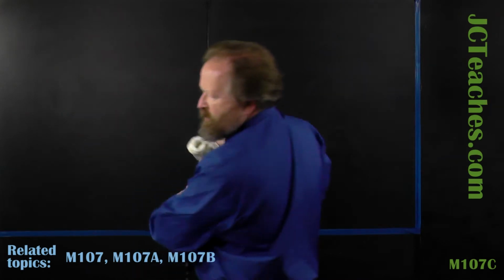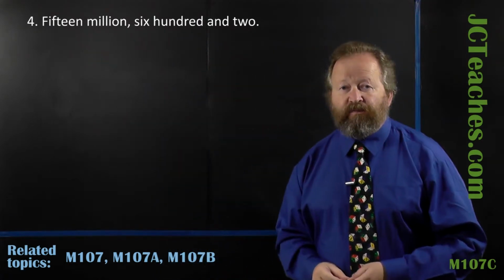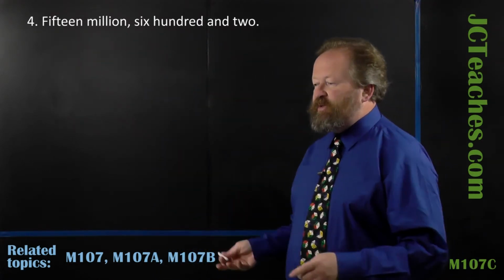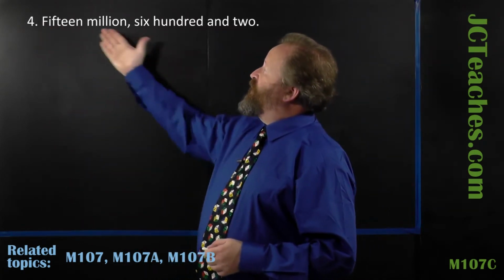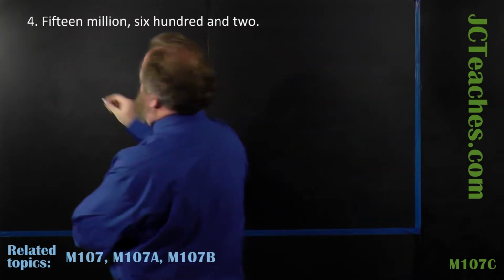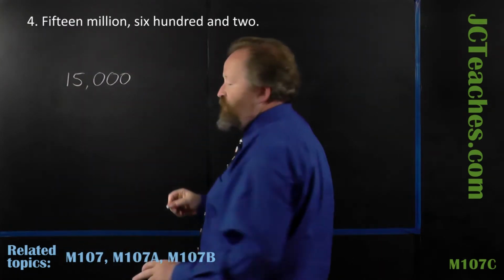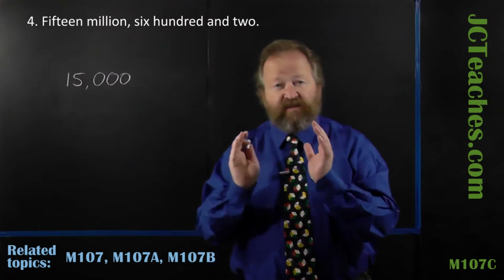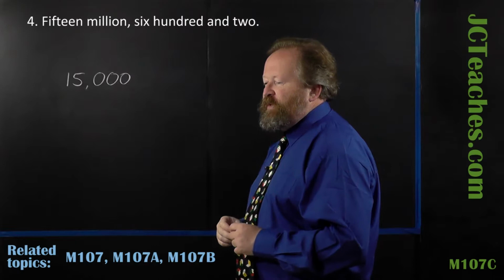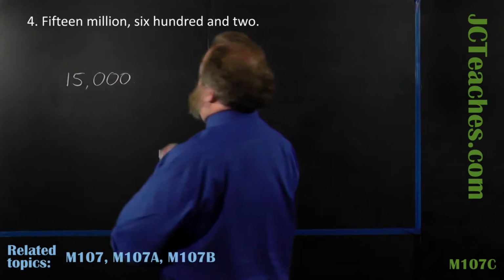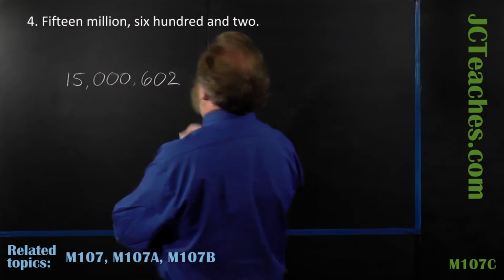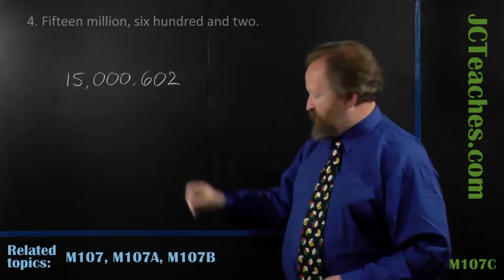Okay, that's the end of that one. Next one, I've got 15,000,602. So in this case, you can see we start with millions, but thousands, there aren't any. We go straight into 602. So we've got our 15 million. Thousands, you've got to put the 000 because there has to be a 3-digit thousand block. And then 602. Okay, there we go.